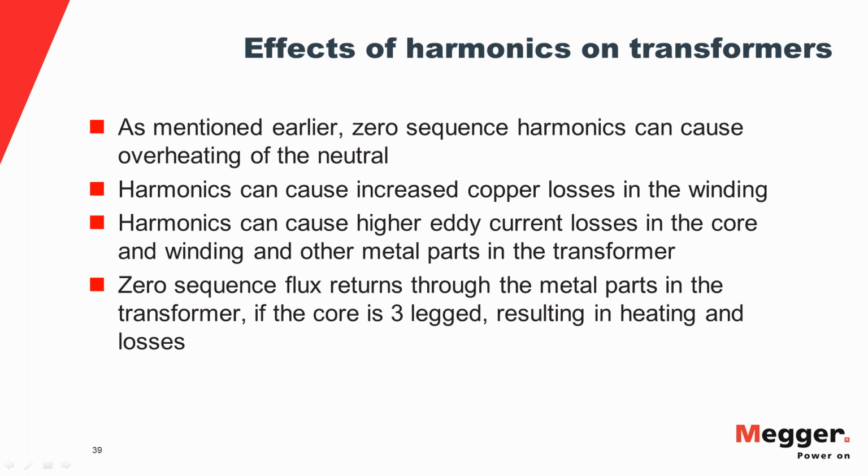Harmonics can also cause eddy current losses. So what are eddy current losses? When current flows in the vicinity of a metal part, the field of the current sets up local circuits in the metal part. It induces EMFs, and these local induced EMFs set up local circulating currents in the metal part. Those currents are called eddy currents, and those eddy currents cause eddy current losses.